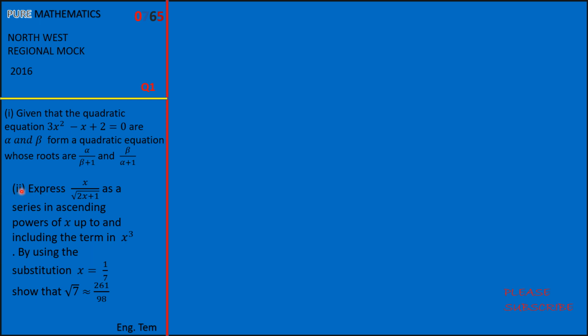The second part says: express x divided by the square root of 2x plus 1 as a series in ascending powers of x, including the term in x cubed. And by using the substitution x equals 1 over 7, show that root 7 is approximately equal to 261 divided by 98.